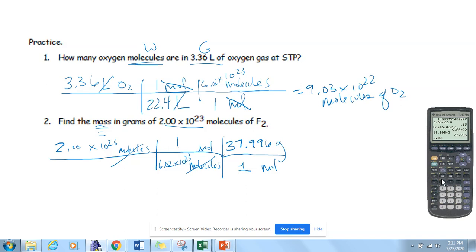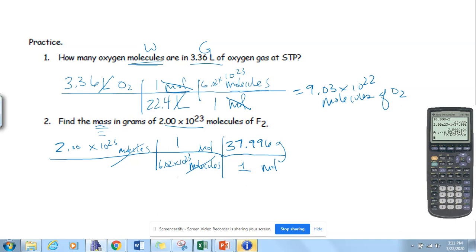So if we do 2.00 times 10 to the 23rd times 1 times 37.996, that is our numerator, divided by, we can use parentheses, 6.02 times 10 to the 23rd times 1, if you really want to be technical, but you could absolutely skip that. We're going to get 12.6 with lots and lots of digits.